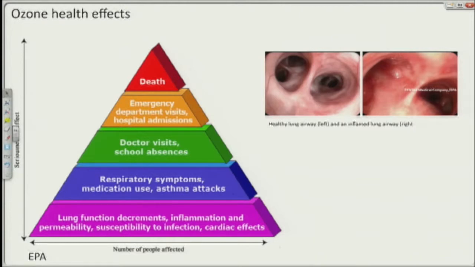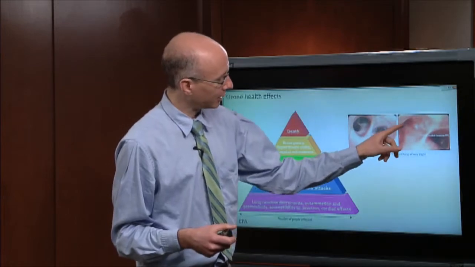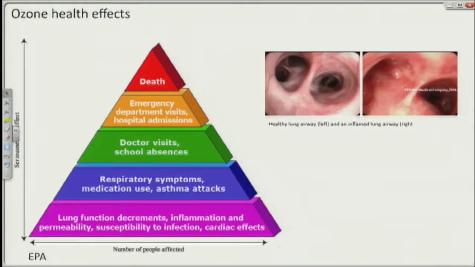What are the health effects of breathing in ozone? This is just a pyramid to say that at lower doses you have problems with lung function and inflammation. So you can see here a picture of a healthy lung, and on this side you'll see some pus and inflammation and redness. Those are all signs of ozone effects upon the lung. Up this pyramid you get to respiratory symptoms and asthma attacks, doctor visits, school absences, emergency departments, and if severe enough, ozone exposures can lead to fatal diseases.